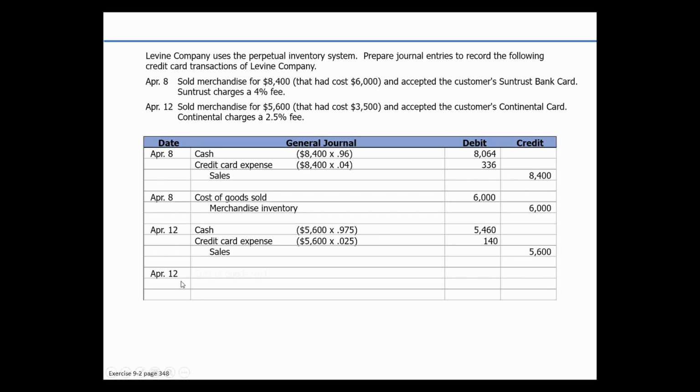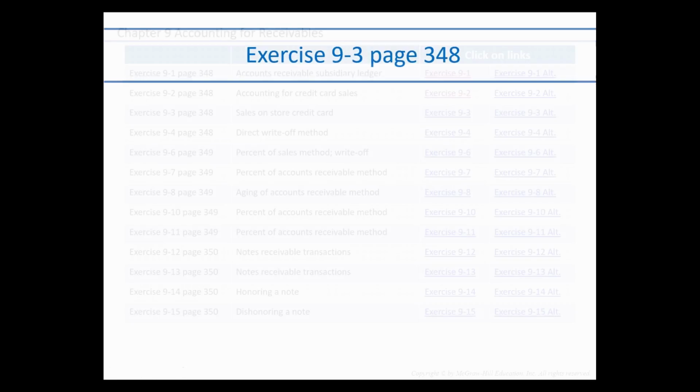And then the cost of goods sold, same thing, is a debit for $3,500, and then credit to merchandise inventory $3,500. This time, rather than using a bank card, this is like a normal credit card, like a Visa or an American Express, that's what we were talking about.